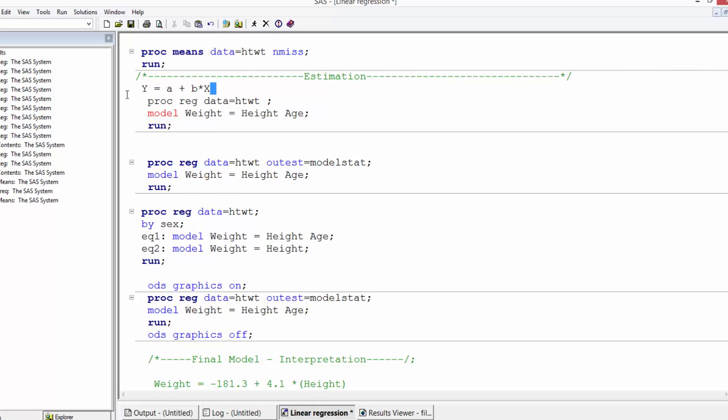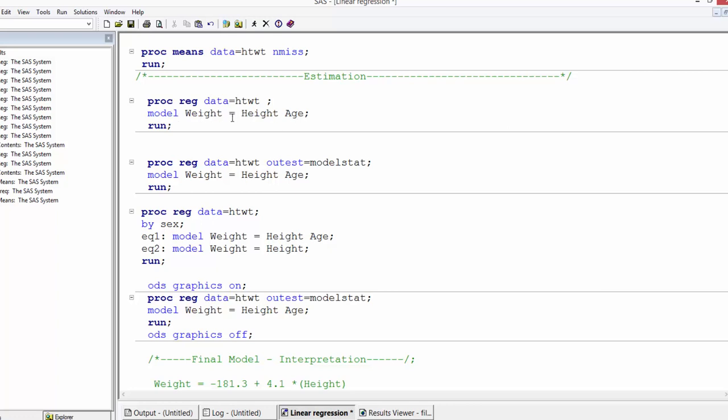And how do we interpret this linear regression? We'll see that once we have the regression equations in place. All right, so how do we write a linear regression syntax in SAS? We use proc reg. So reg stands for regression. This is an inbuilt procedure in SAS that can be used to do the estimation. Proc reg data, the input data set, and then you define a model. The model is weight equal to height and age.